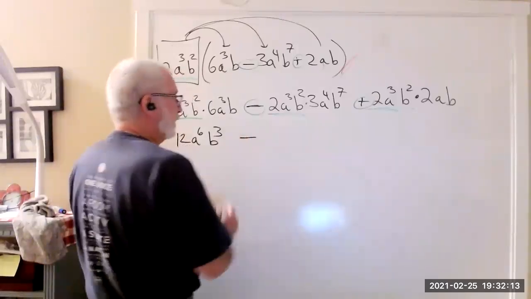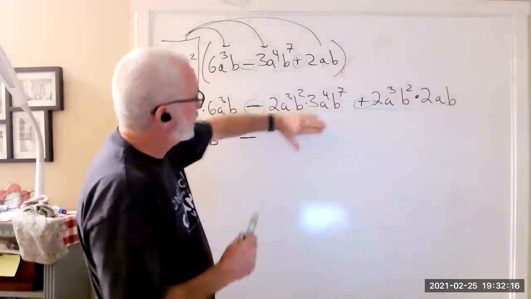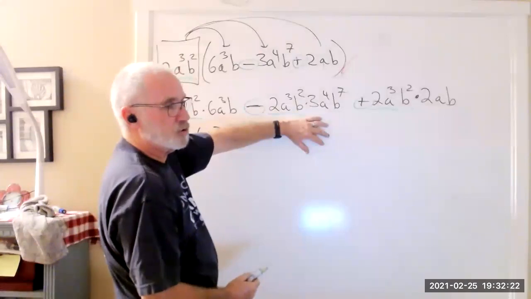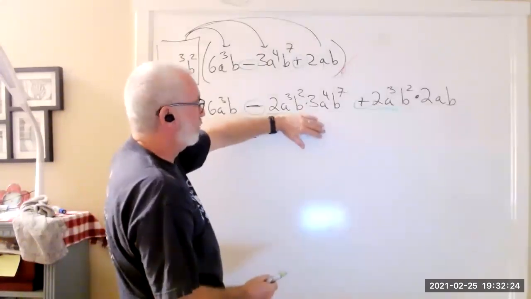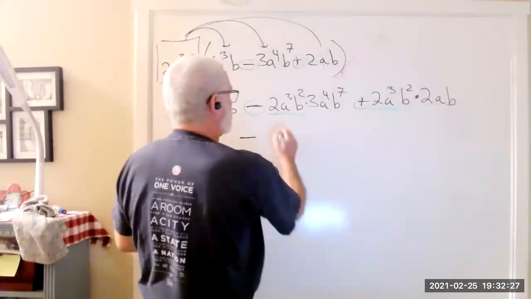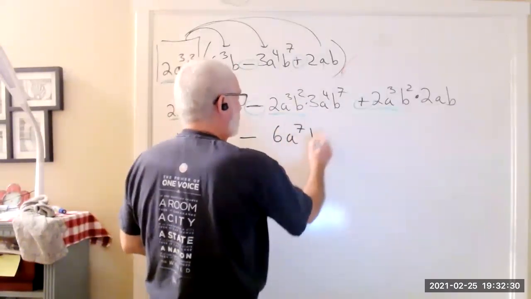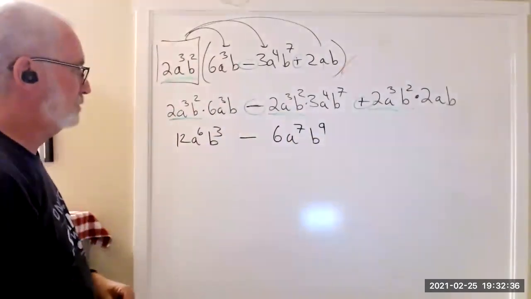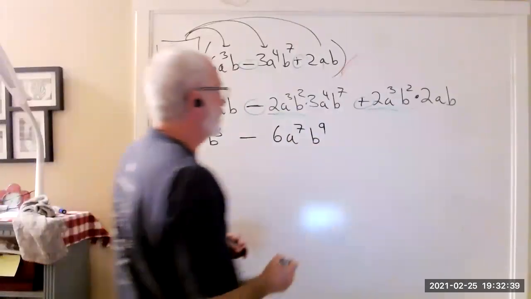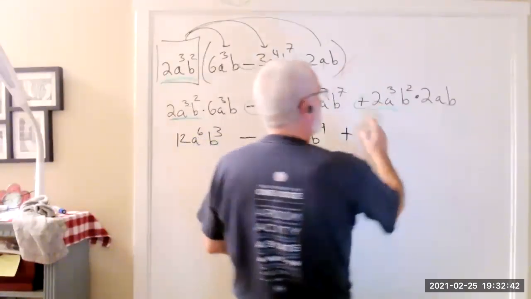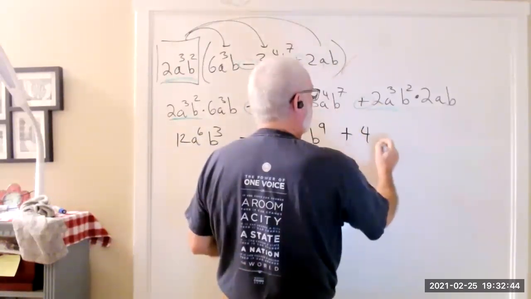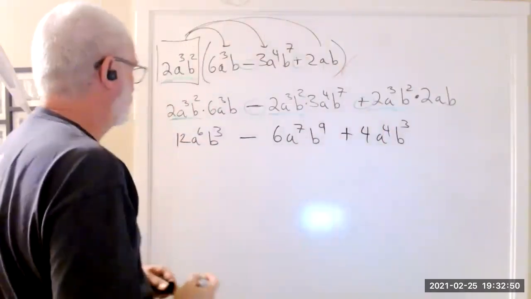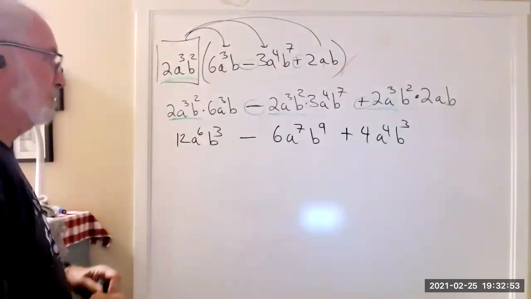There's a big fat minus in the middle. Again, when we look at only this chunk of the problem, it's all multiplication. So now, because it's all multiplication, we can use our rules of exponents. This is 6, a to the 7, b to the 9. Okay, moving on. Plus, same argument, it's all multiplication. So this is 4, a to the 4, b to the 3. Okay.